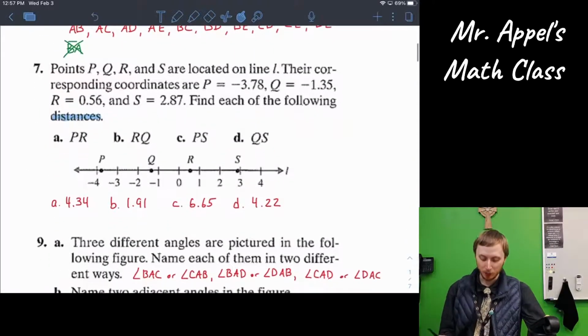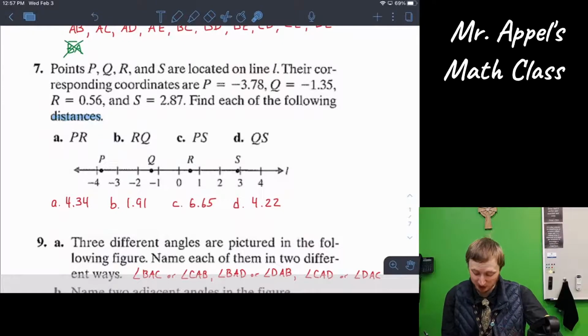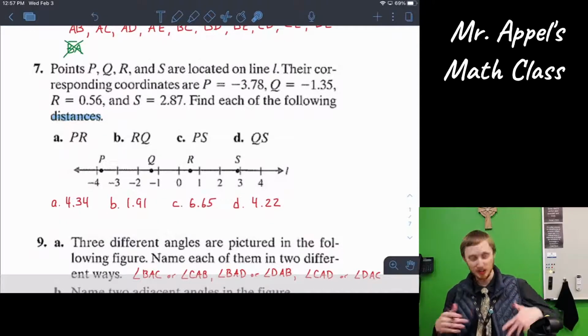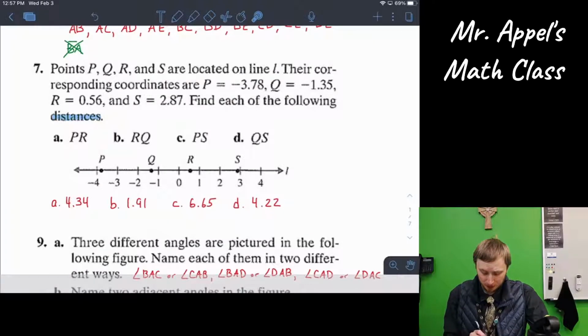Next up, we had points on a line. They gave you the exact locations. You were to find the distances between them. So this is pretty much subtraction. Actually, this is just a subtraction exercise, okay? But very important, right? Something as simple as second grade arithmetic is part of the foundation of geometric design and problem solving, okay? Very important there. So there's the lengths there. A was 4.34, B distance of 1.91, C is 6.65, and D is 4.22.